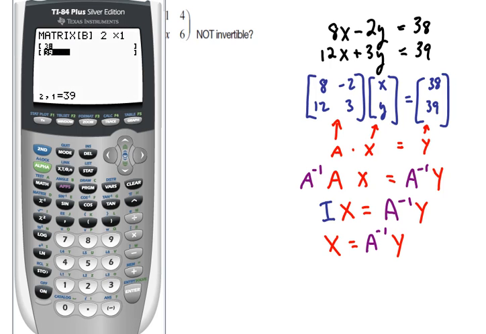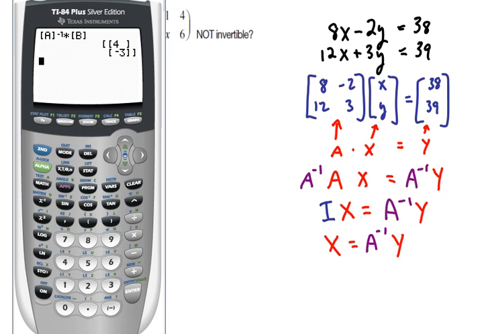So I go back to my calculator, go to the main screen, and I want to multiply A inverse times B. I have matrix A, and I make that the inverse, times matrix B. And I get 4, negative 3, which is the solution to this particular system of equations. X is equal to 4, Y is equal to negative 3.